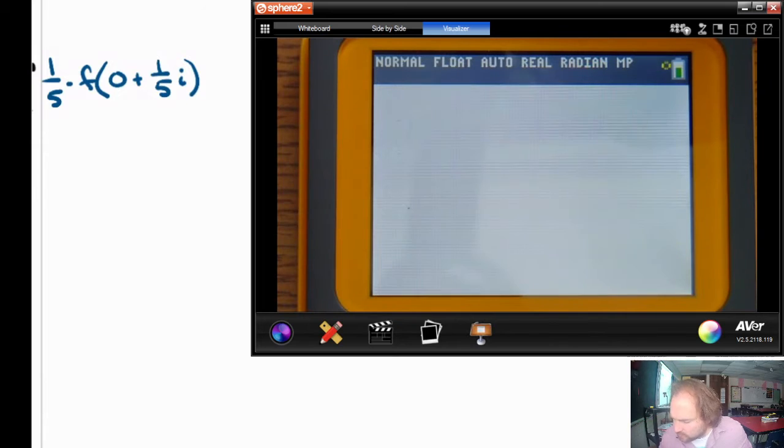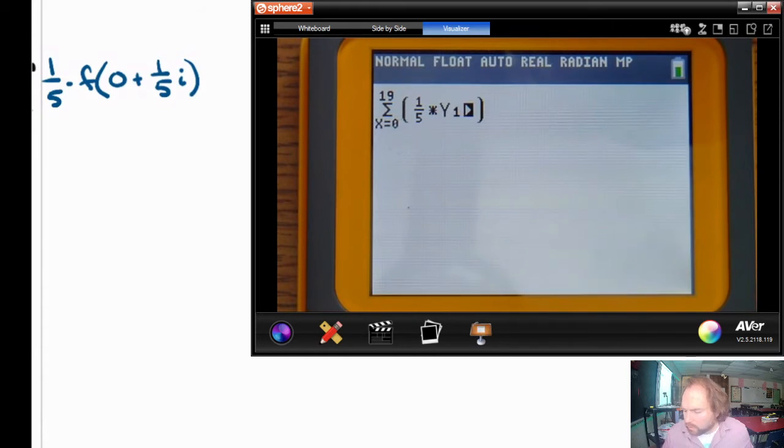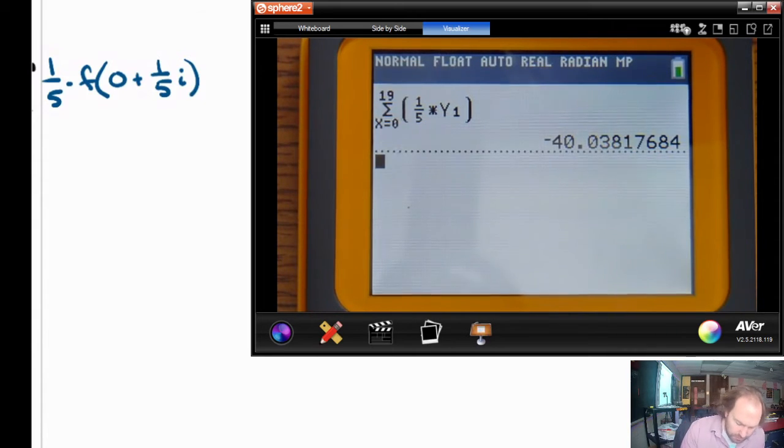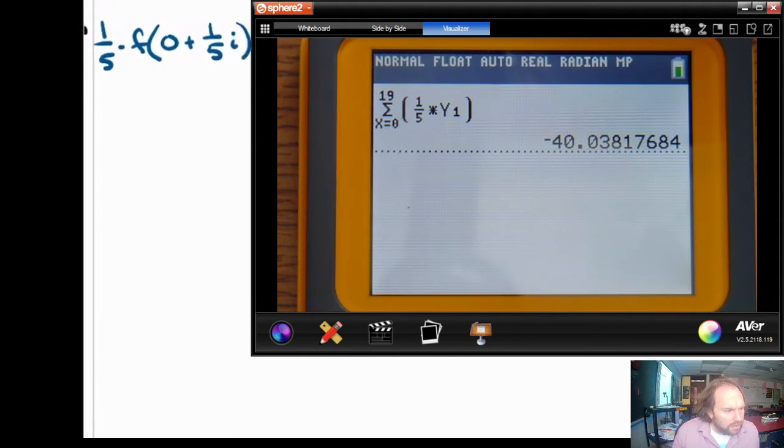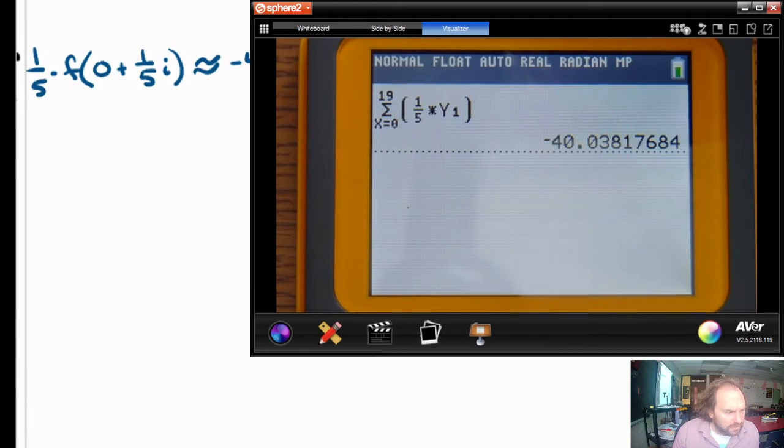Now, back out here on the main screen, I'm going to push second F2. I'm going to open up a summation. I'm going to do x equals 0 to 19. And in this box, I'm going to do 1/5 times, and then all I got to do here is select y1, because the calculator will automatically incorporate y1 and y2 together, because we kind of made it a little mini composite function. And so the answer that we're going to approximate here is going to be negative 40.038. That's good enough, like that. Pretty simple. Now, I'm just going to leave that there as the answer. You can't quite see it under calculator cam right now.